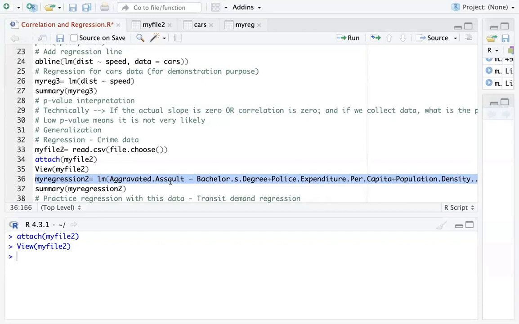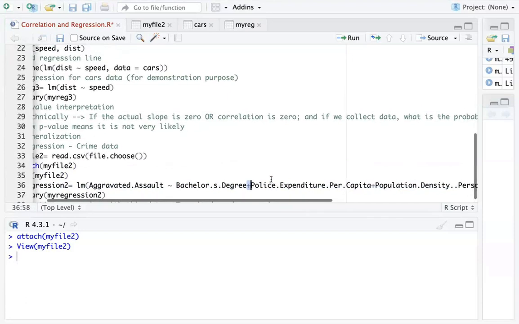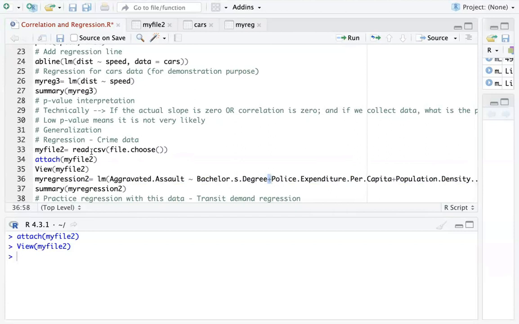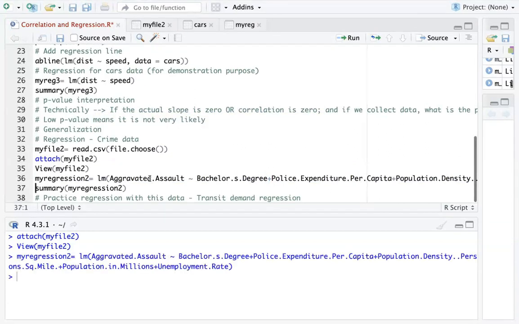So aggravated assault, that's the dependent variable, so it will come first, followed by this tilde sign, and all other independent variables will come afterward and they will be added. They will be separated by plus sign. So that's the whole equation command for regression analysis. Okay, if I run this one, it has been run, as you can see here.